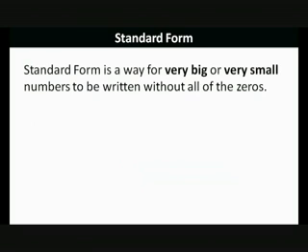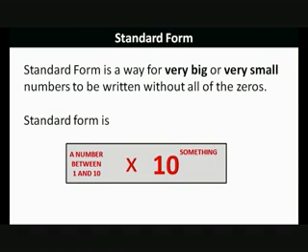And that's what standard form is all about. It's a way to write very big numbers, or indeed very small numbers, without having to write lots of zeros. And it's used for scientific quantities, very large things like distances between planets, or very small things like sizes of particles. And standard form is something between 1 and 10 multiplied by a power of 10.